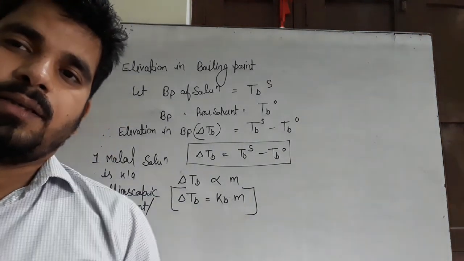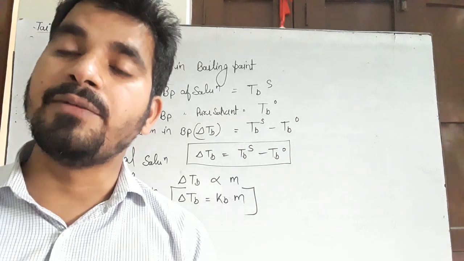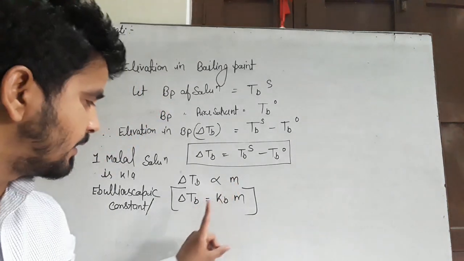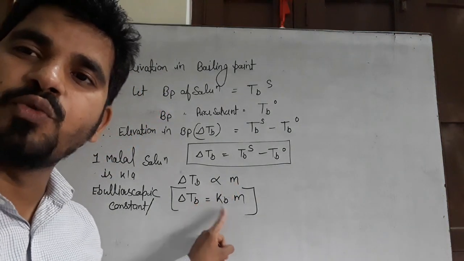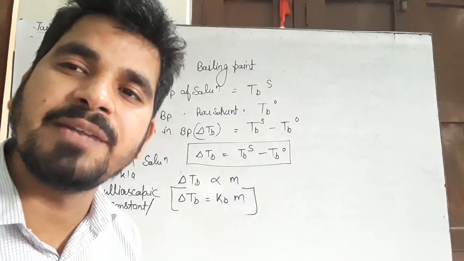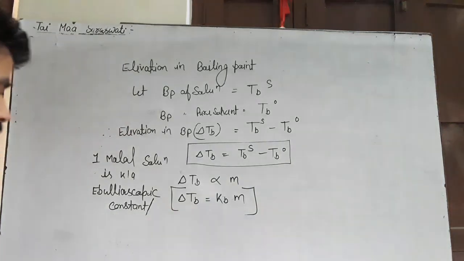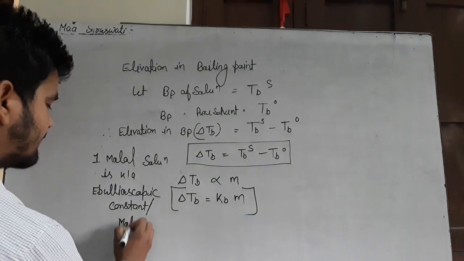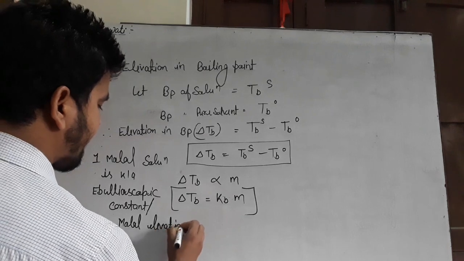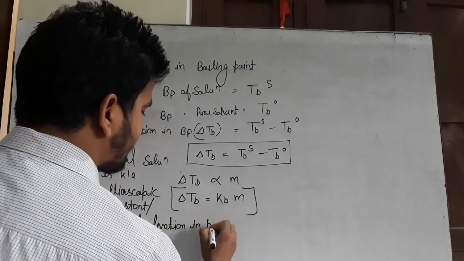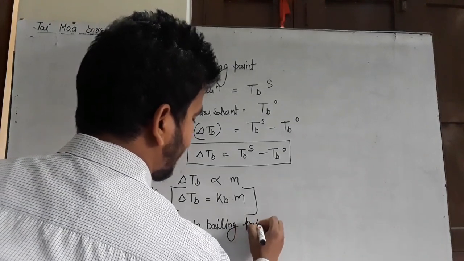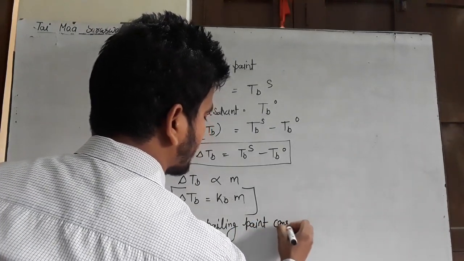So this is all about elevation in boiling point. It is directly proportional to m, and delta TB equals Kbm, where Kb is the ebullioscopic constant or molar elevation in boiling point constant. At the last you have to write molar elevation in boiling point constant.